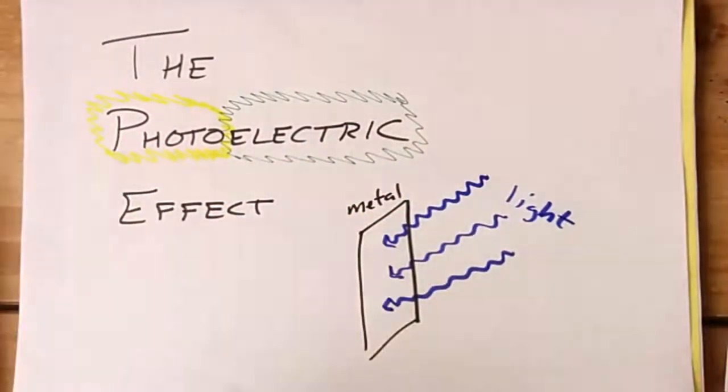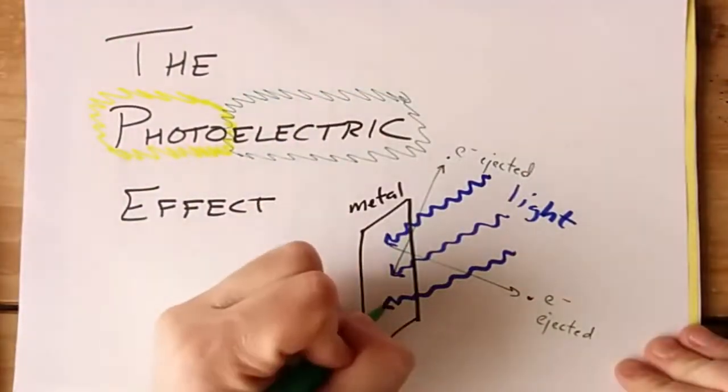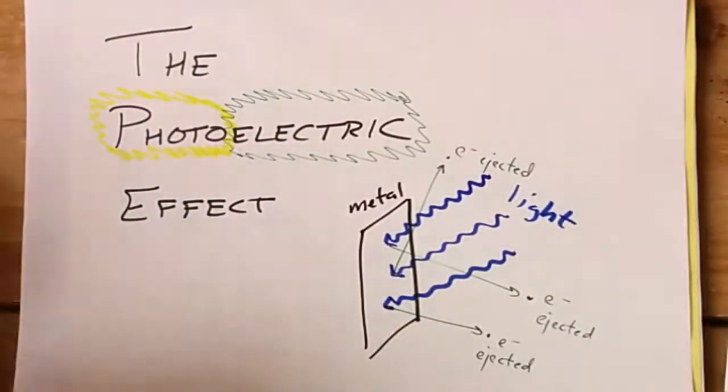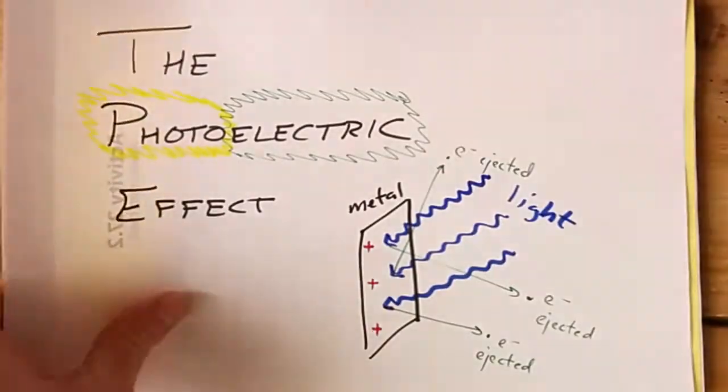That's the photoelectric effect. And that results in a positively charged metal, right? Because you have these electrons which have been ejected from the metal. So now the metal is left with more positive charges than negative charges. And this made sense to people.